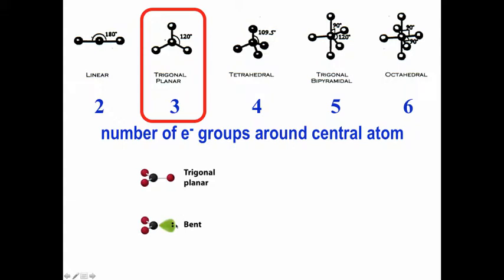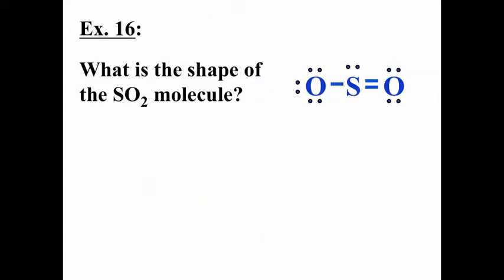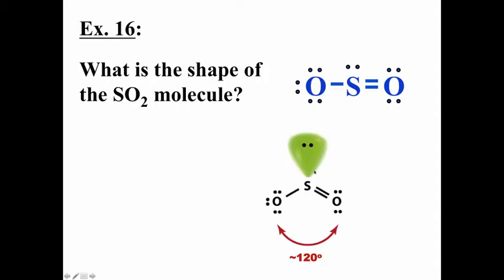And so if we have all 3 electron groups connected to atoms, then this would be a trigonal planar arrangement. But if one of those groups is not connected to anything, if it's just a lone pair, then we have a bent molecular shape. And so you're going to need to note that there are some subshapes of these basic shapes, the linear, trigonal planar, tetrahedral, trigonal bipyramidal, and octahedral, and you're going to need to be aware of those as well.